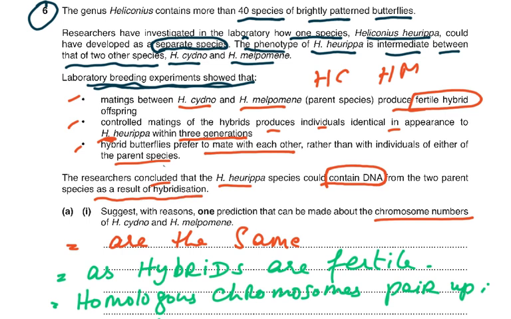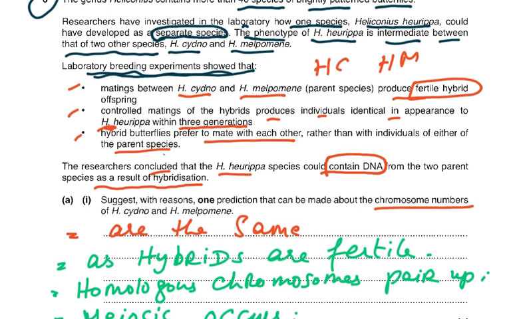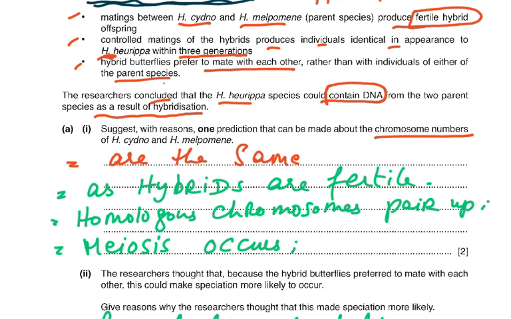Suggest with reasons one prediction that can be made about the chromosome numbers of HC and HM. They're the same. Why are they the same? Because the hybrids are fertile. They're the same chromosome number as the hybrids are fertile, and homologous chromosomes pair up and meiosis occurs. That's what it said in the question, fertile hybrid. And homologous chromosomes pair up, and of course meiosis occurs, so that is why we say it is the same.